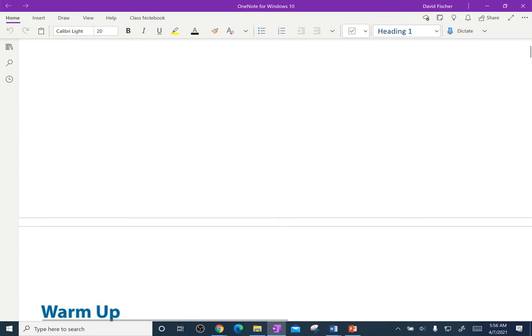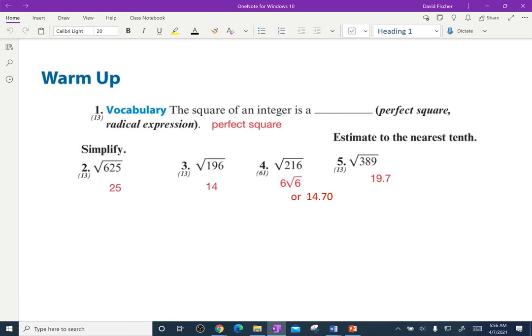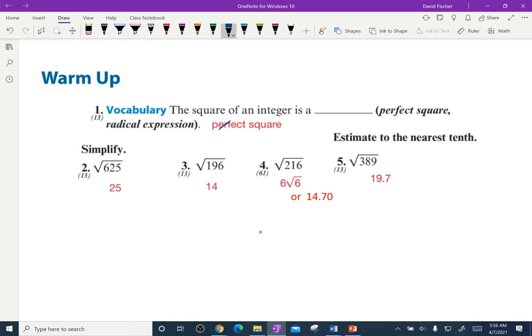Calculator does all the work, so we call that an integer, square of an integer. That's not true up there. It's a radical expression. That's not the right answer there. Anytime I take the square root of a number, it's a radical expression. That's how we get it. So square root of 625 is 25, 14.